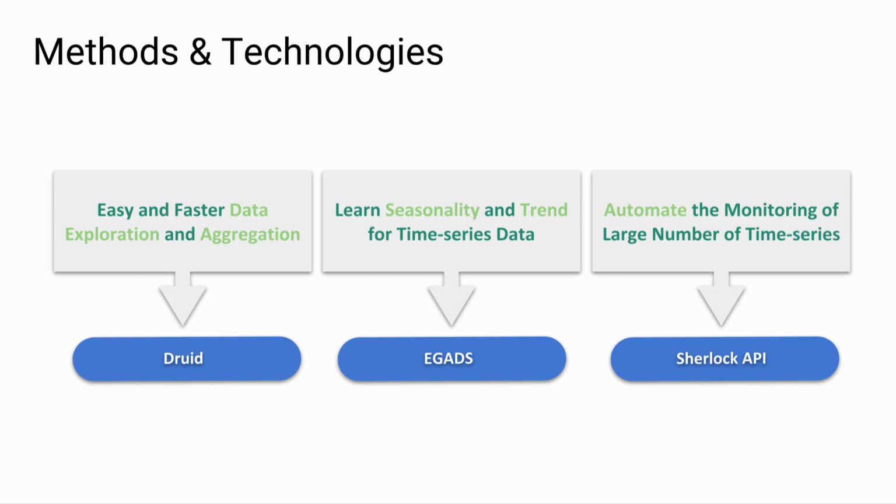So let's go through some of the methods and technologies that we use with Sherlock in order to solve these problems. The first is we utilize Druid as our data store and computation, which is used for easier and faster data aggregation and exploration. The second one that we use for anomaly detection is EGADS, and this allows us to learn the seasonality and trends for time series data. So this solves the complex user engagement pattern problem. And finally, we developed the Sherlock API, which allows us to automate the monitoring and detection of time series at large scale. And the nice thing is that all these technologies are open source.